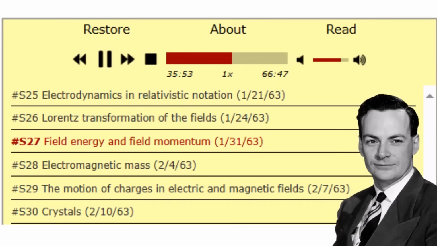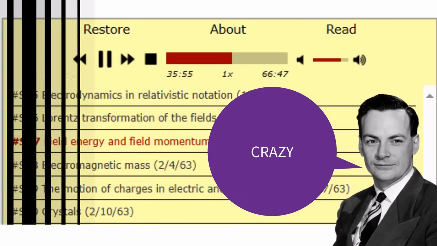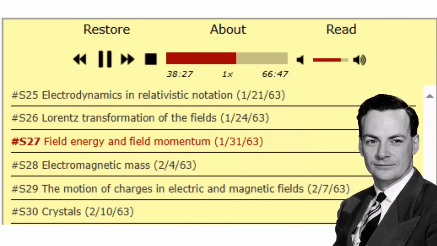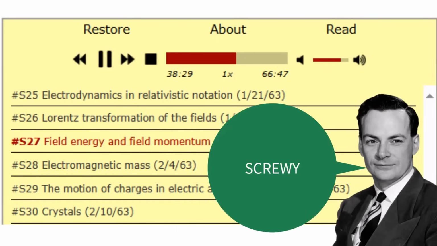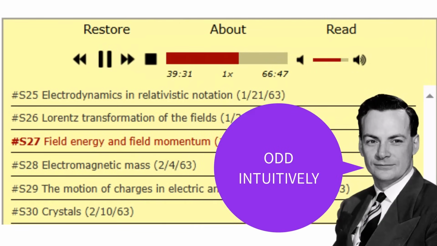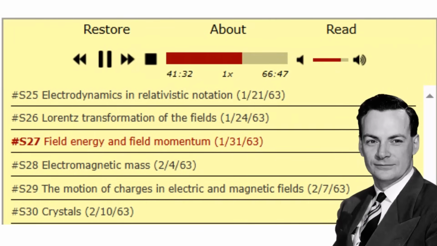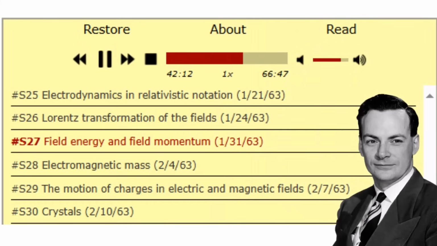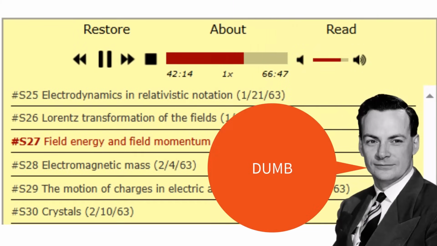E cross B is the flow rate, according to this crazy theory. But it tells us a curious thing, that when we're charging a condenser, the energy is in the condenser, it's not coming down the wires, it's coming in through the surface. Screwy. Intuitively screwy. Although it is odd intuitively, the energy is flowing into the condenser from the sides. But to continue to convince you that this theory is obviously nuts, I take one more example, but this dumb thing says that there's a flow of energy because there is an E cross B.